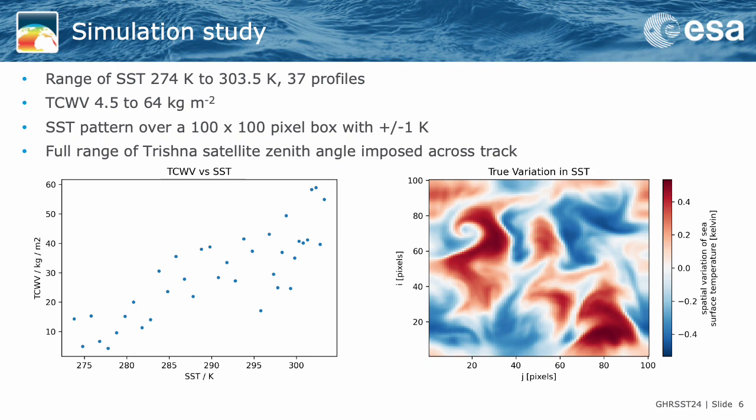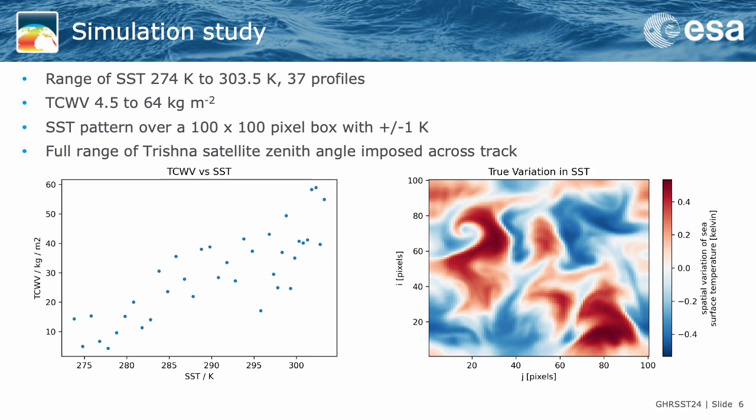So we have a range of sea surface temperature across 37 profiles, ranging from just above freezing up to quite warm tropical temperatures. And we also fully explore the range of atmospheres, from quite dry atmospheres, so quite low total column water vapor of 4.5 kilograms per square meter, up to more than 60 kilograms per square meter of water vapor in the atmosphere. We'll be looking at both scene mean SST retrieval, plus also how well the retrieval works to capture variability within a box.